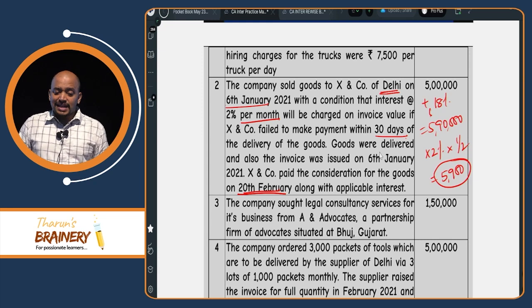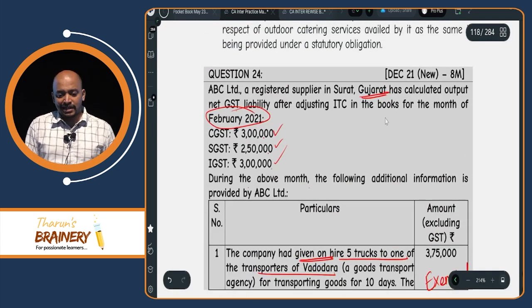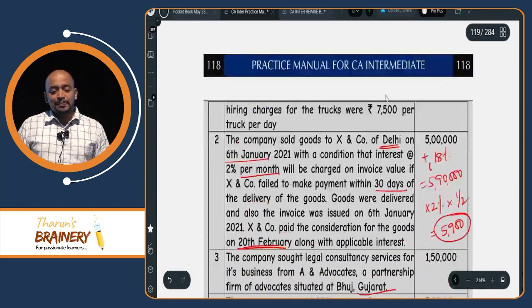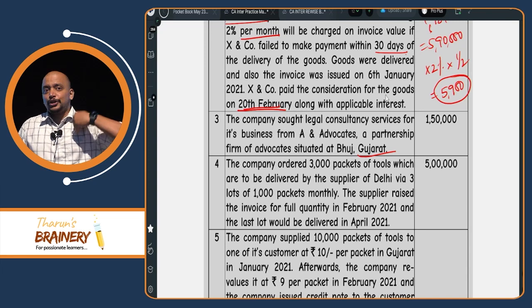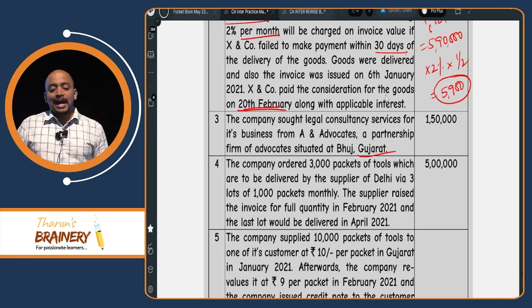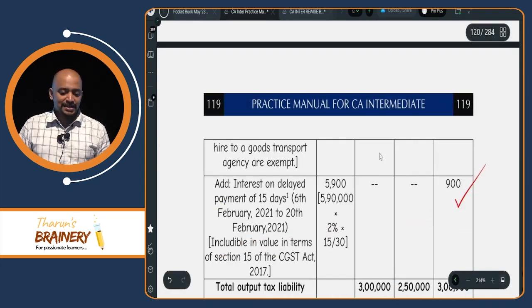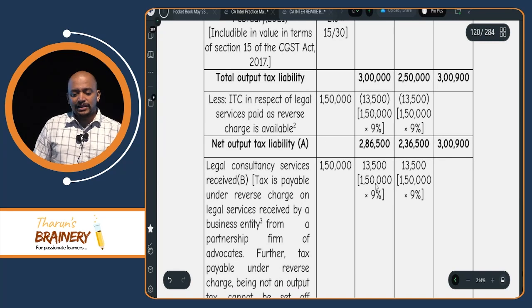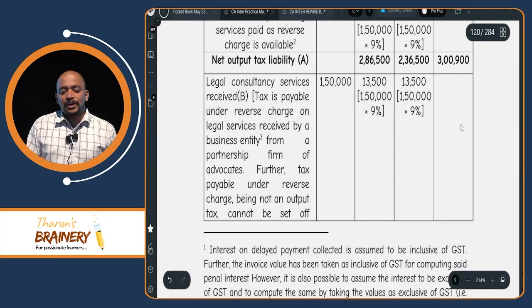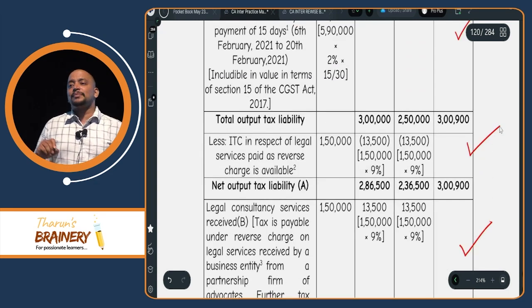And where is it received? Gujarat. And where is the supplier located? Gujarat. Is it inward supply or outward supply? Inward supply. On inward supply, they need to pay GST under RCM and they can take it as ITC. So 1,50,000 into 9%, 9%. So 13,500 is first of all their RCM liability. Even this can be taken as ITC and adjusted against the FCM liability.